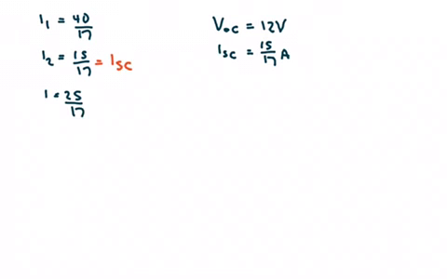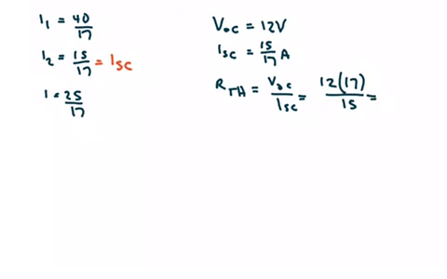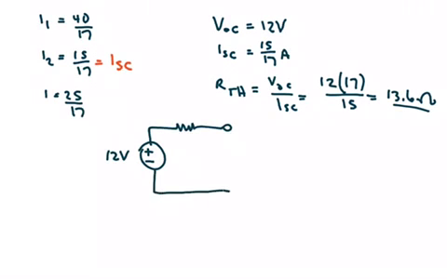So we can solve for RTH, which is going to equal VOC over ISC, which is 12 times 17 divided by 15, which is going to equal 13.6 ohms. Okay, so our Thevenin equivalent circuit would be plus or minus. So your Thevenin equivalent is going to be that 12 volts and your 13.6 ohm resistor.